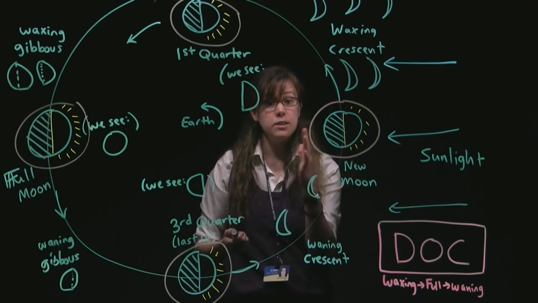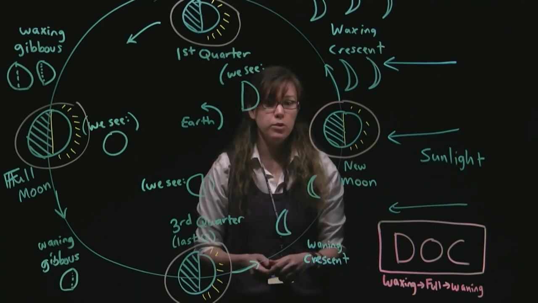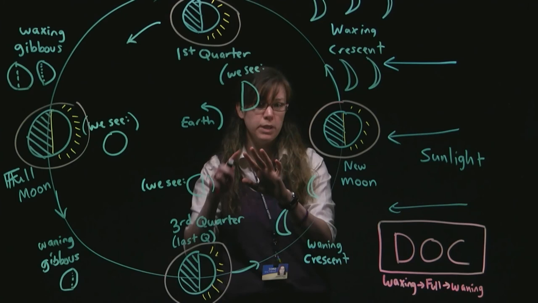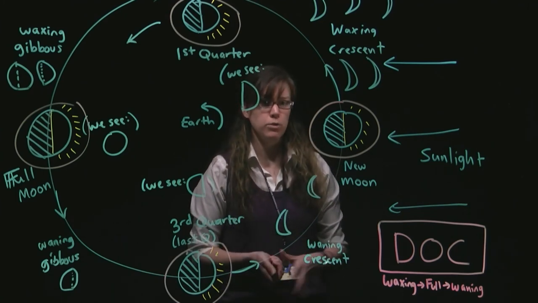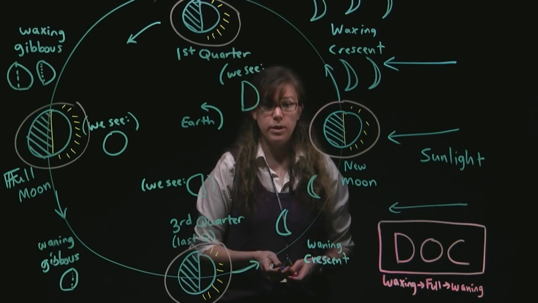The moon lights up from right to left from our point of view, and it gets dark from right to left, meaning the left side's the last thing that we see still lit up before we get to new moon. That may be worth putting in your notes as well.